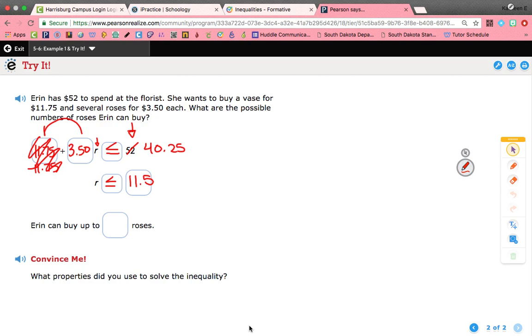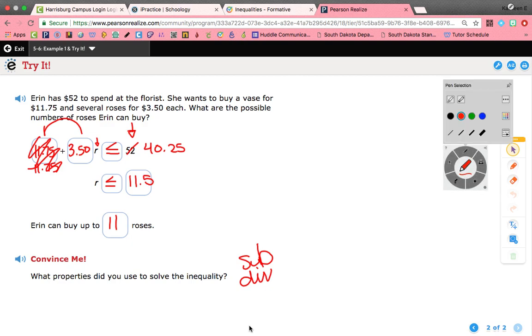Okay, you can't really buy half a rose, so when it says Aaron can buy up to, we'll say 11 roses, because you can't buy half a rose. You would get the stem, maybe the top, but we're not going to gamble. So this is how we would solve an inequality. I didn't multiply or divide by a negative, so I didn't have to switch the symbol. And down here it says, what properties did you use? We used subtraction and division. That's how we solved it.